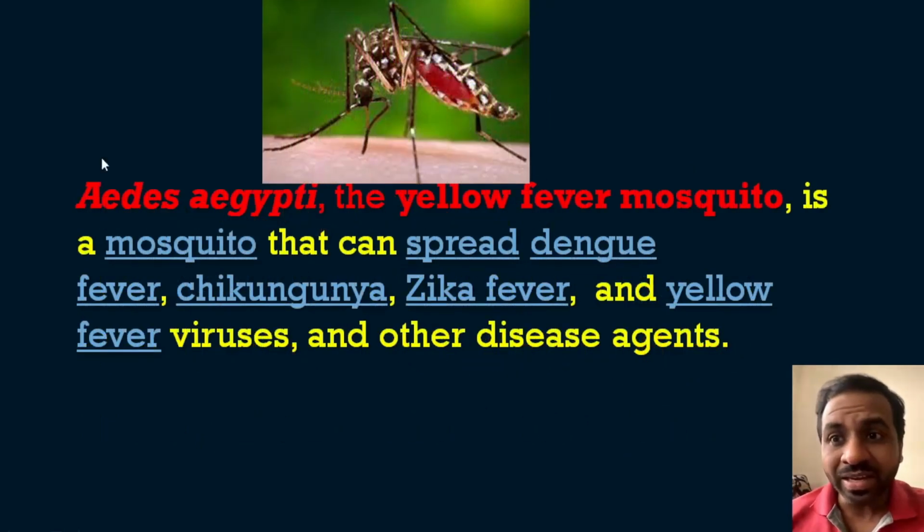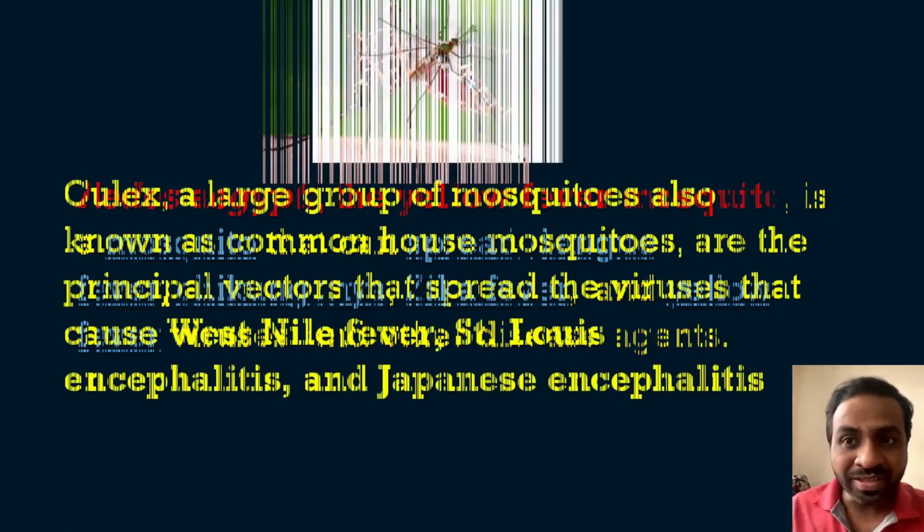We had Aedes aegypti. This is the picture of Aedes aegypti, which is otherwise known as the yellow fever mosquito. The first one was the tiger mosquito. Aegypti is the yellow fever mosquito, and it can spread dengue fever, chikungunya, Zika fever, and yellow fever viruses and other disease agents. Now we will see another option.